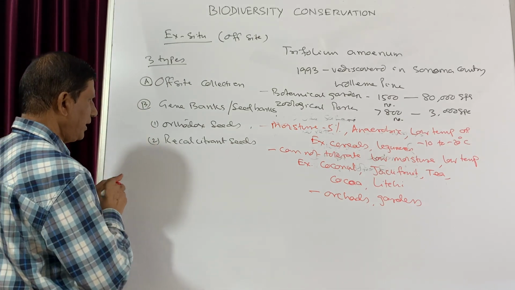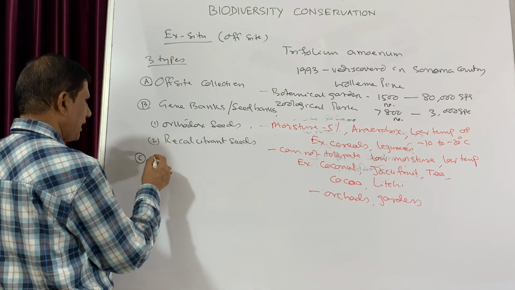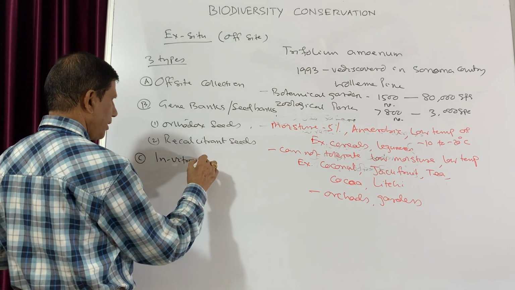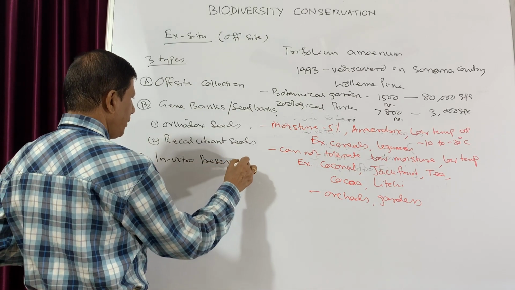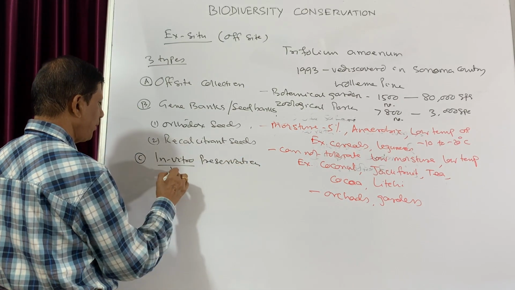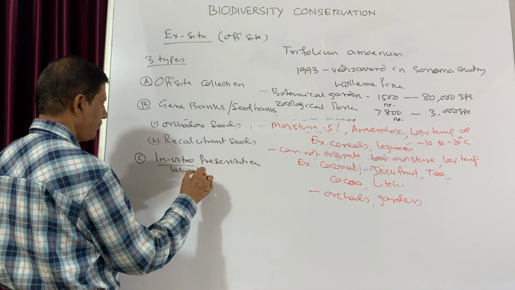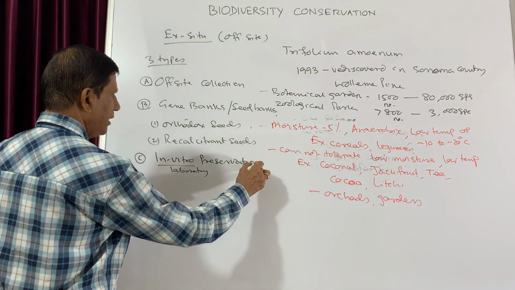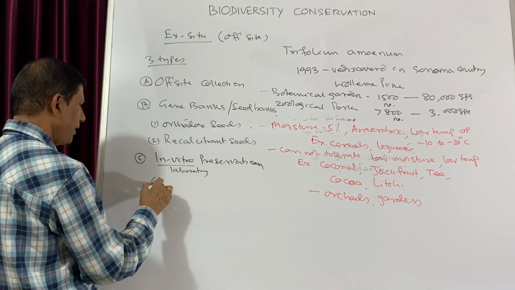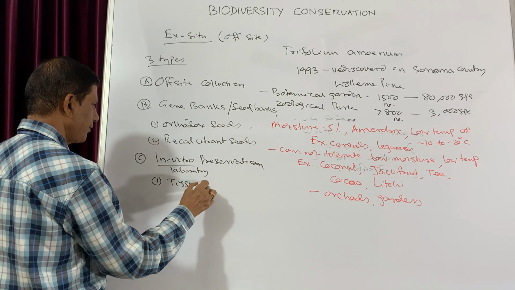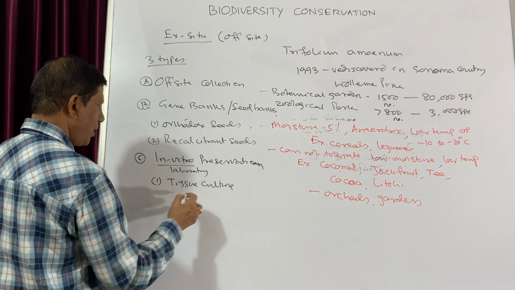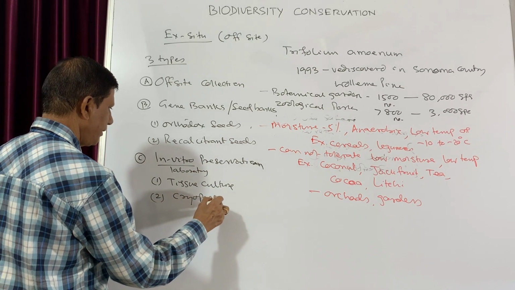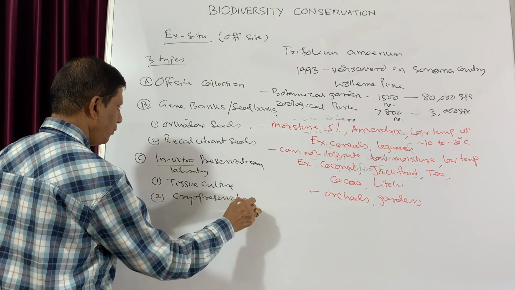Then the third category is in vitro preservation. So in vitro means in laboratory. This in vitro preservation is again of two types. It may be tissue culture, or the second one may be cryopreservation. These are the two methods.